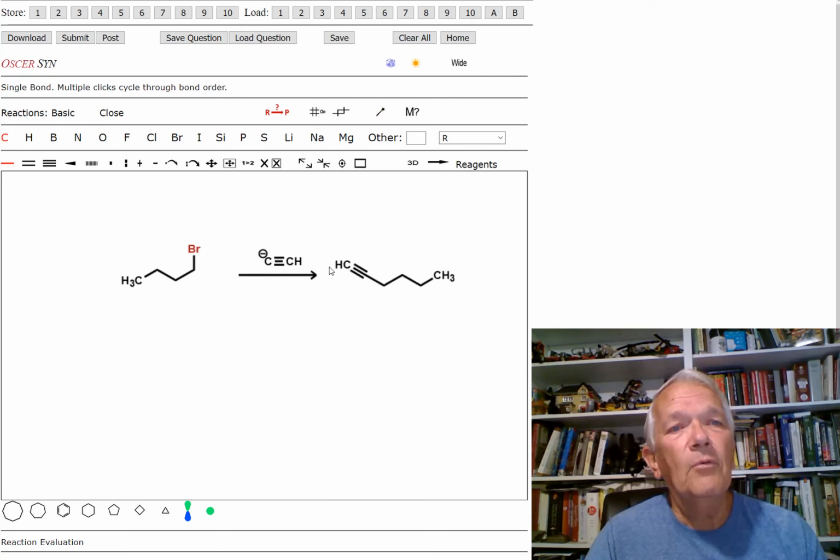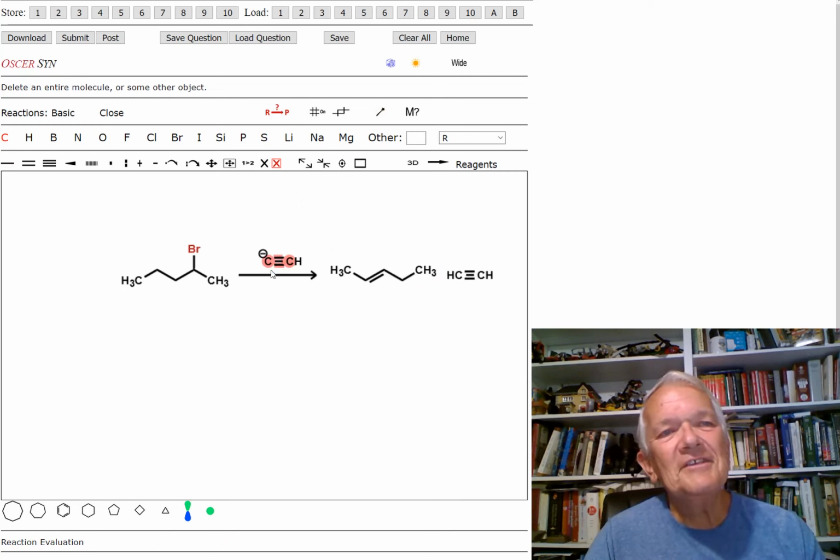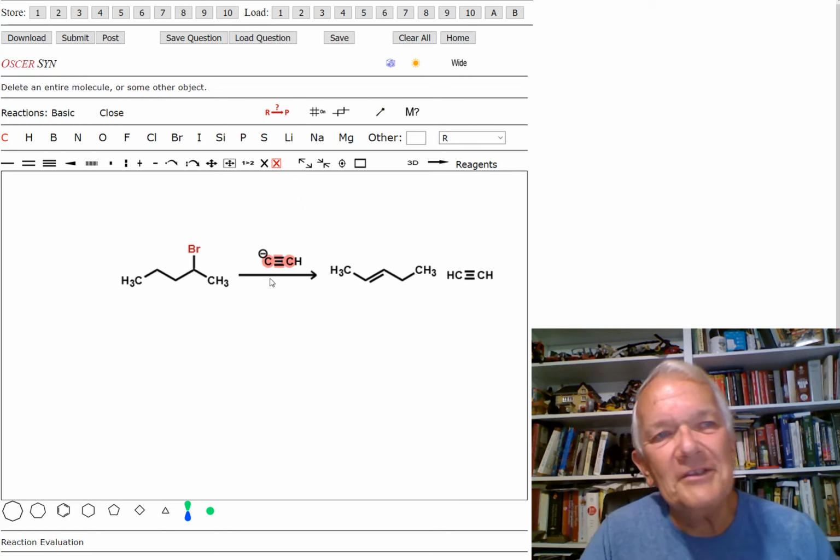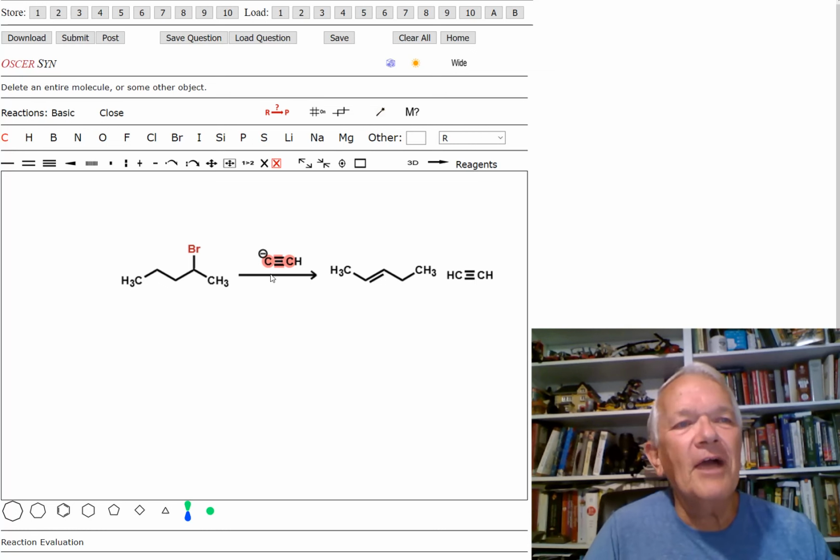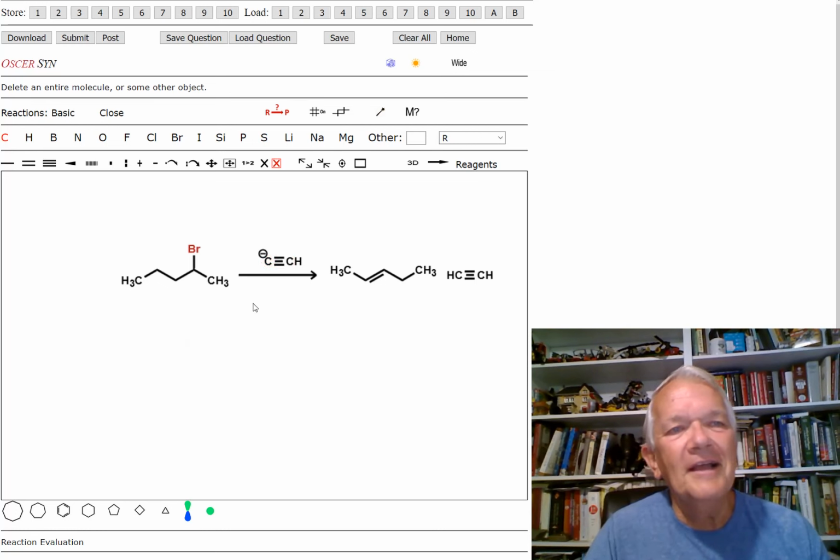Okay. What about doing a secondary? So let me go to a secondary system. What's going to happen here? Well, again, we're going to have elimination. This acetylide is a much stronger base than hydroxide. So if hydroxide did elimination, acetylide is guaranteed to do elimination. So there's just no way you can do this.